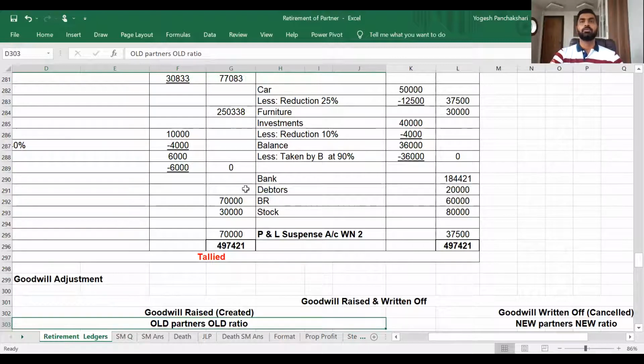Just that you have to go for one new adjustment, that is proportionate profit to be given. And instead of bringing the cash as capital, you have to make the repayment. So in this way, we have revised admission, retirement and death in this video.